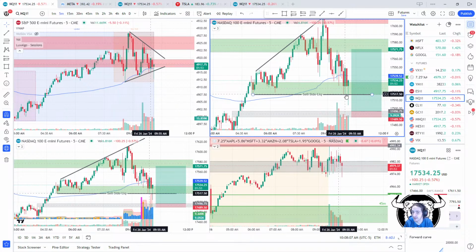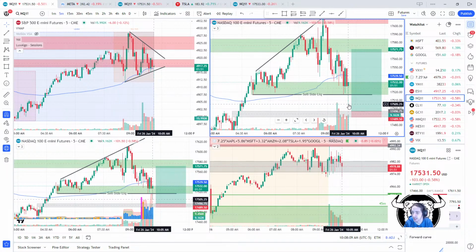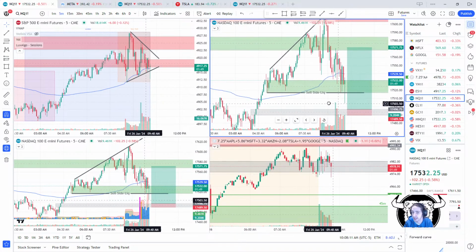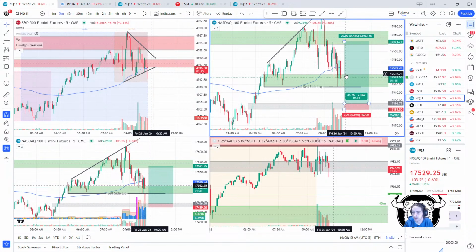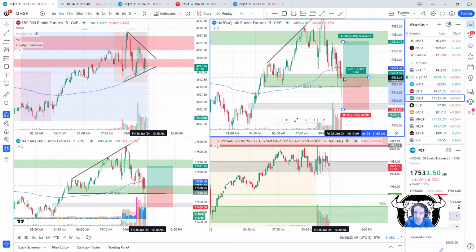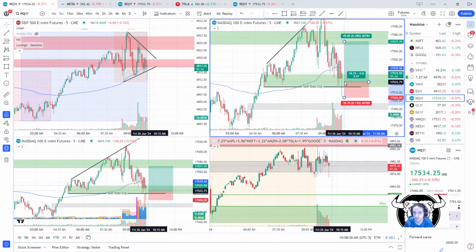Now again, I said if we take out the sell side liquidity, I will look for one of two things. This fair value gap to be hit real quick, and I'll get in right there. Or I'll wait for the 5 minute to close, see if it closes bullish, and then I'll take the trade entering at the next candle open, stop loss at the previous low.